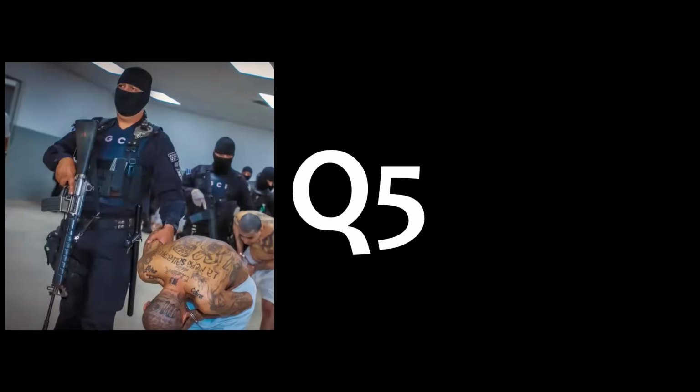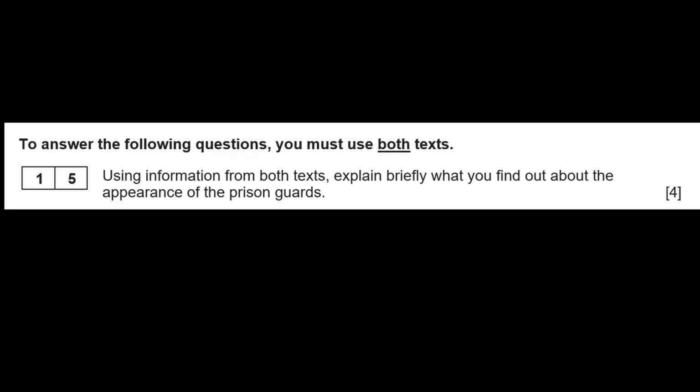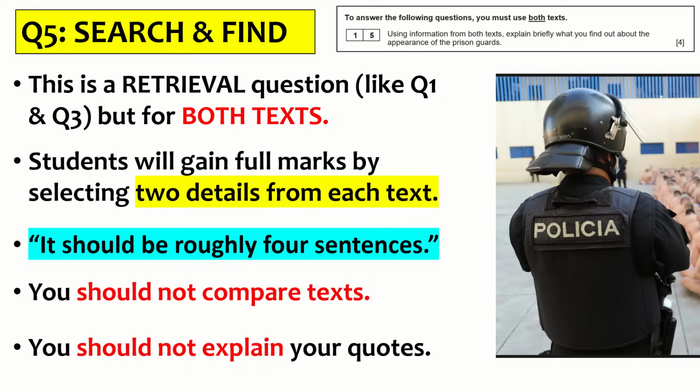Okay, question 5. Now we're looking at both extracts. In this case, it's about 2 prisons, 200 years apart. And the question is, to answer the following questions, you must use both texts, so questions 5 and 6. Using information from both texts, explain briefly what you find out about the appearance of the prison guards.